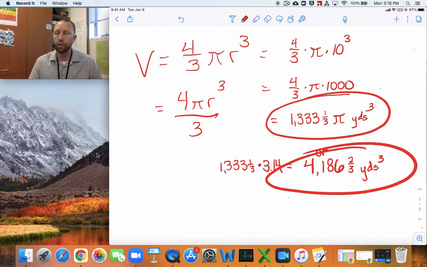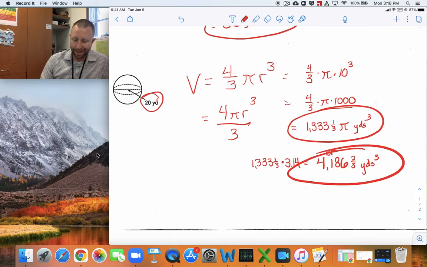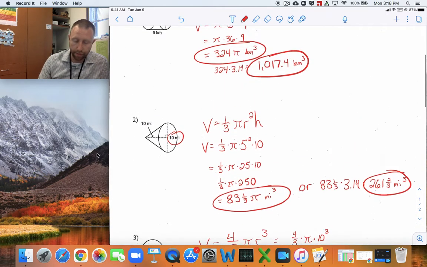So those answers, don't forget, are the same. I know one looks a lot bigger. It's just because you multiplied it by 3.14, right? So those are saying the same volume, and that's the front page.